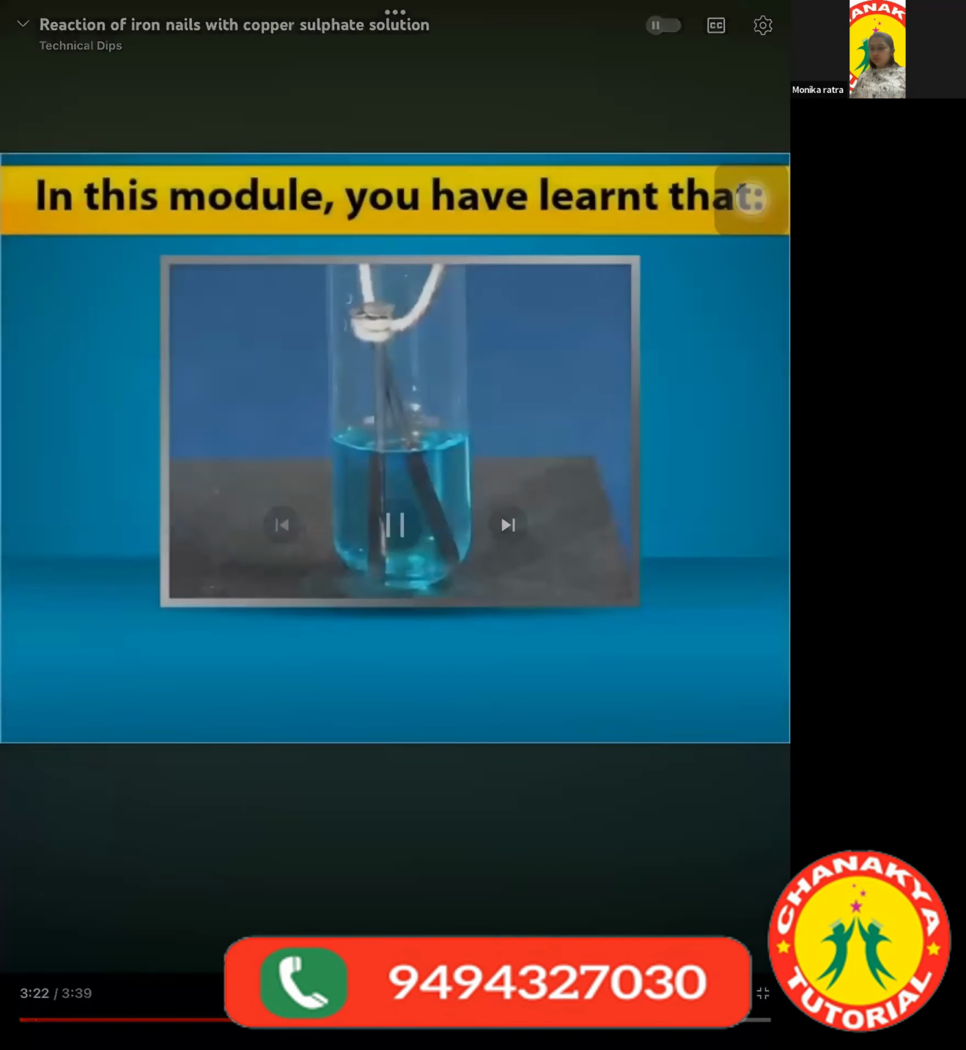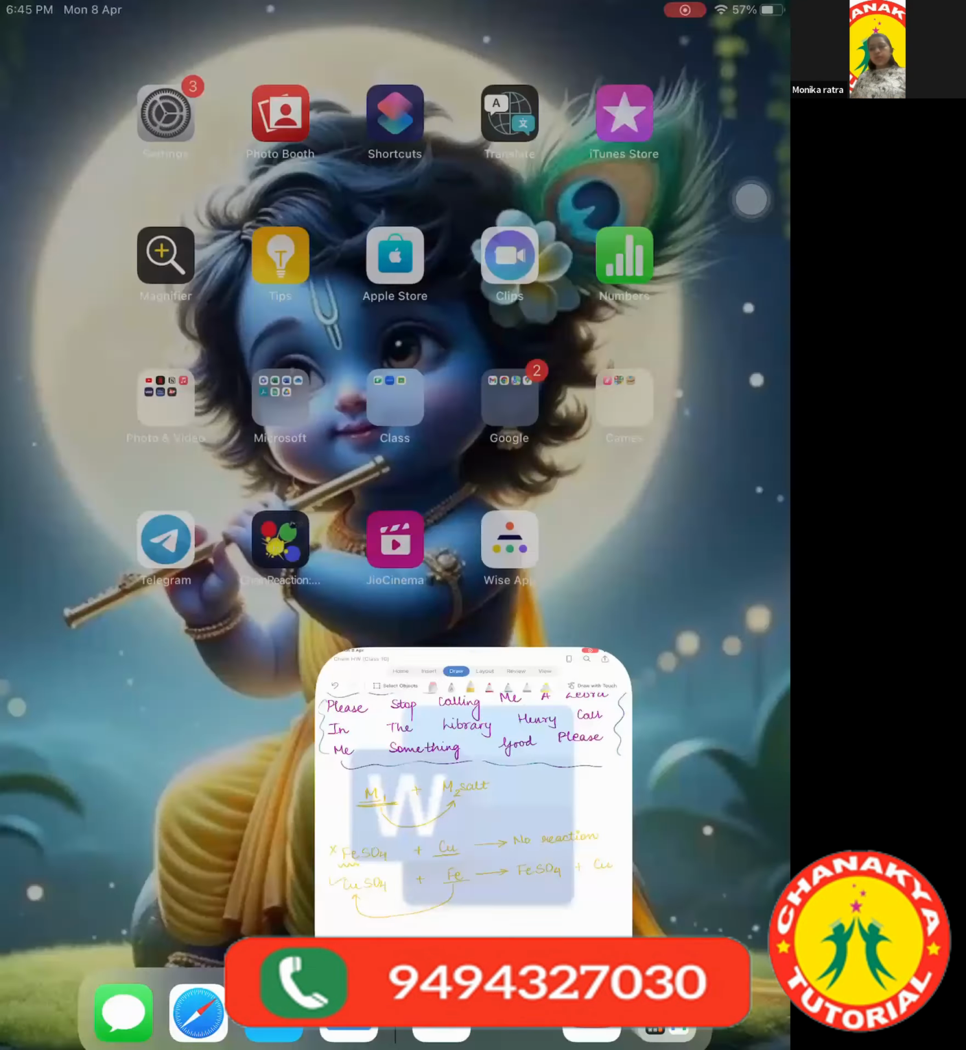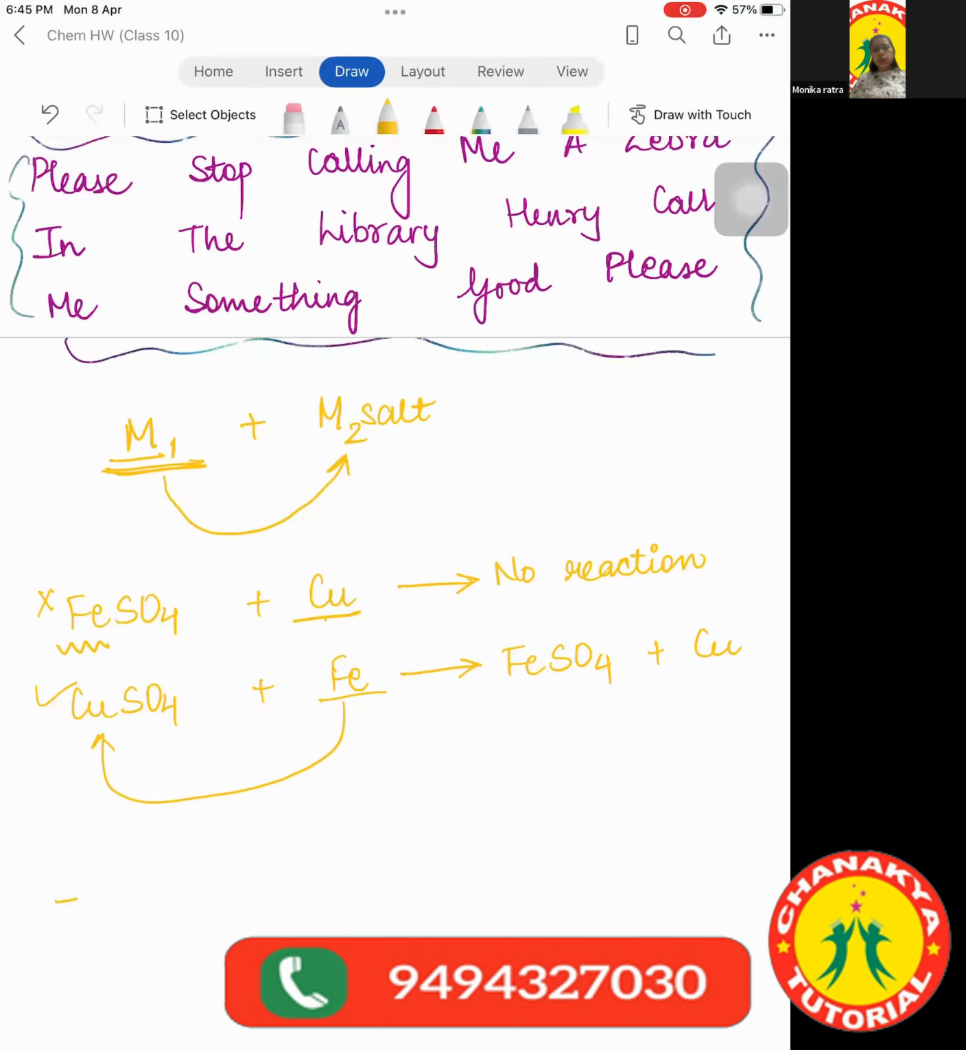So color change was clearly observed. This is how we observe the color change, and I will show you the real pictures on Wednesday also when I make my children do that in the school.